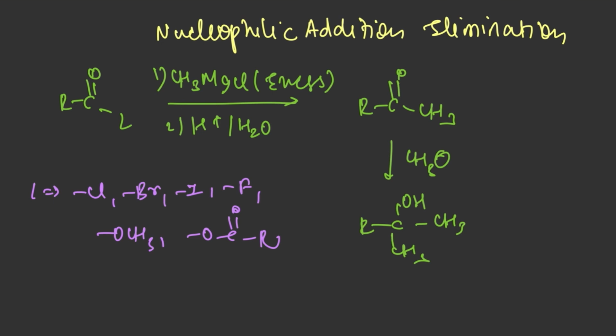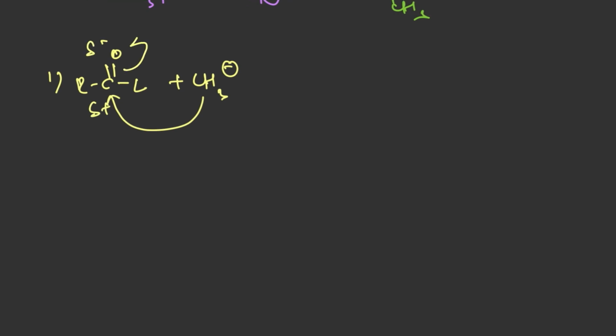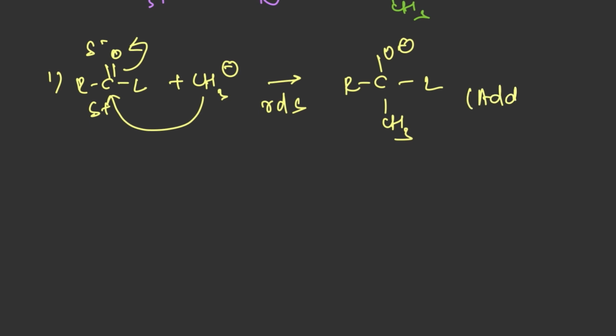Let's see. First of all, we have RC double bond OL that is reacting with CH3 minus from the Grignard reagent. It will attack this side first because it is partially positive, and the oxygen is partially negative. Then the bond flips upwards, and this is also the rate determining step. So it will form RCO minus L and CH3, which is an addition reaction. Now the second step, RCO minus L CH3.